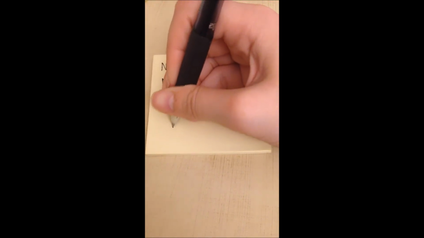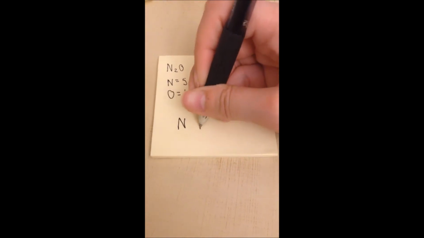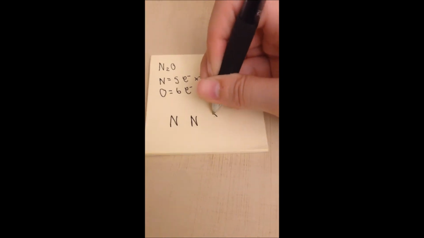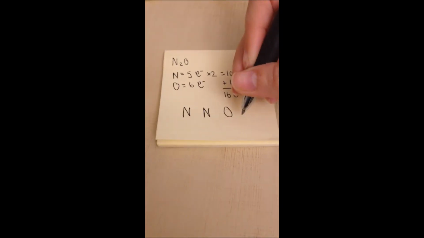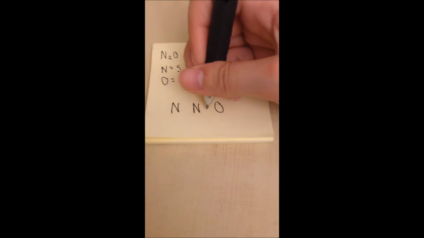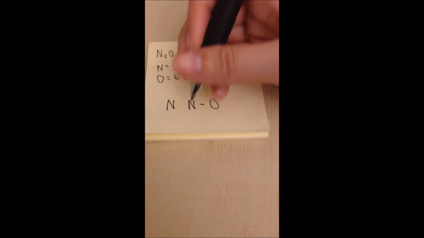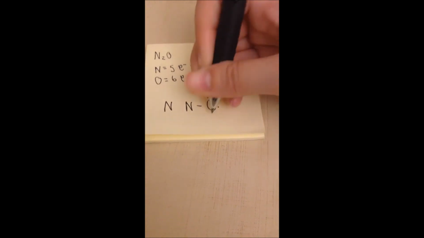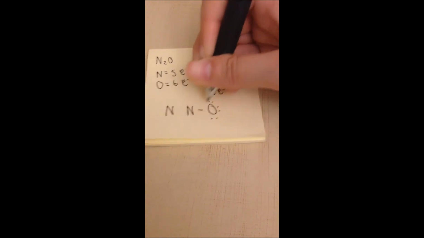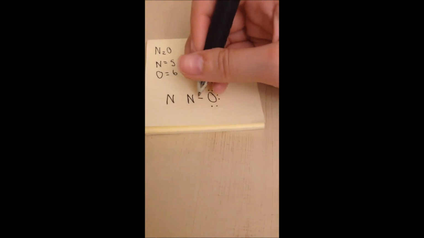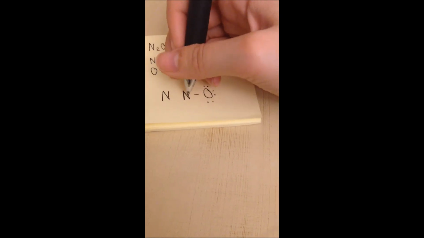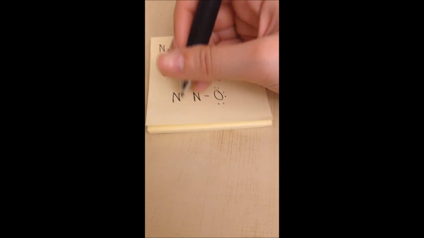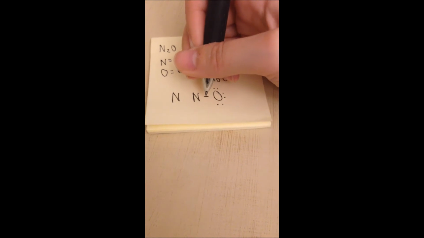Since there are 2 N's, nitrogens, we're going to put 2 N's and then 1 O, and these will all be in one line. We're going to put this with 2 electrons, and then we're going to put 3 groups of electrons around the O, and over here we need to make sure that this N has a total of 8 electrons surrounding it.